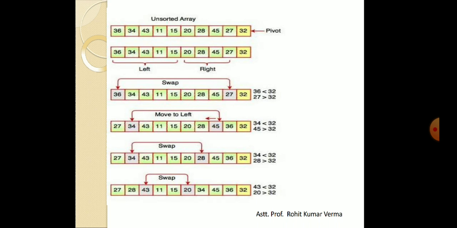Now you are finding 28, which is lesser than the pivot element, whenever we are starting right scanning. So we are finding both points and we are performing swapping. So 28 is placed at the previous location of 34, and 34 is placed at the location of 28.